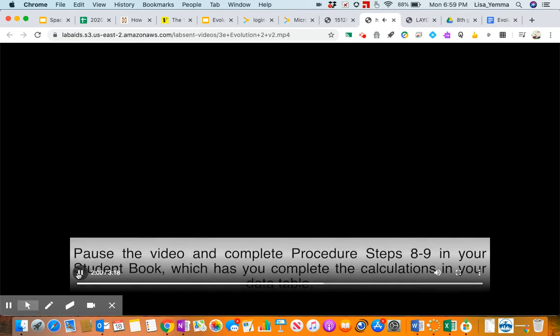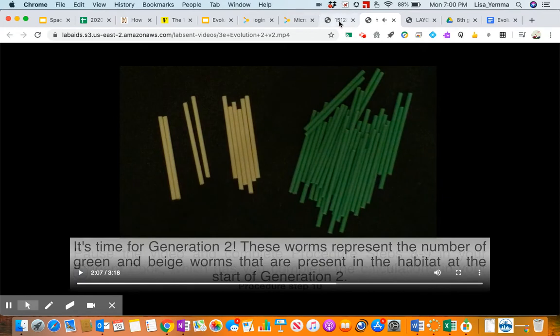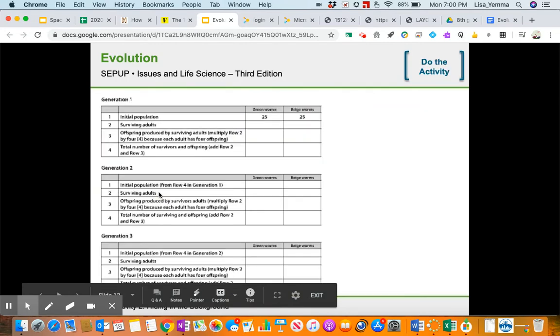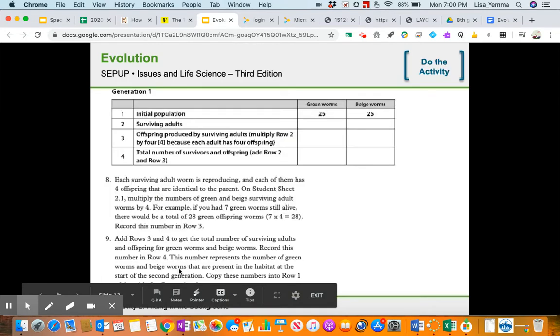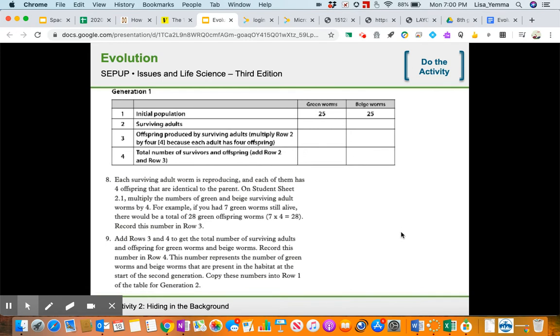Pause the video and complete procedure steps 8 to 9 in your student book, which has you complete the calculations in your data table. I actually have steps 8 and 9 here, but it's exactly what I said. I can leave this up for a second so that you can read it. Step 8 is calculating the worms for row 3, and step 9 is calculating the worms for row 9. If you'd like to pause and read through that, you may obviously do that.